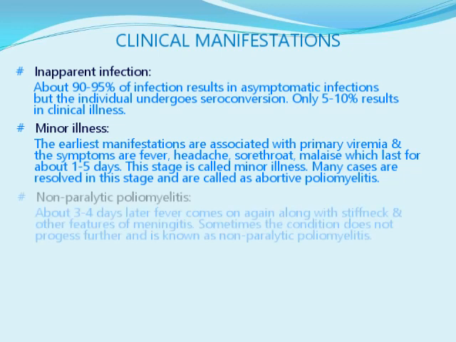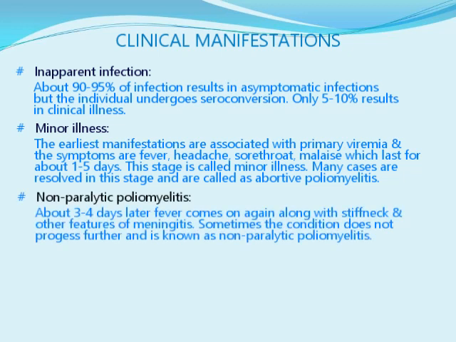Next stage is non-paralytic poliomyelitis. In some cases, about 3 to 4 days later, fever comes on again and along with stiff neck and other features of meningitis. Meningitis is inflammation of the meninges, and examples of features of meningitis are fever, headache, nausea, vomiting, and mental confusion. Sometimes the condition does not progress further and is known as non-paralytic poliomyelitis.